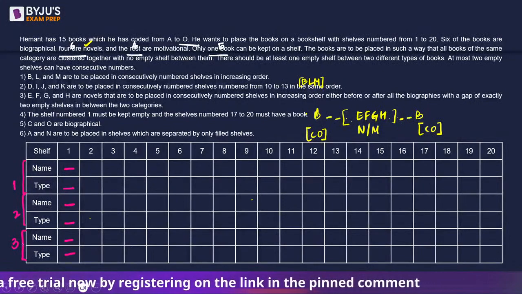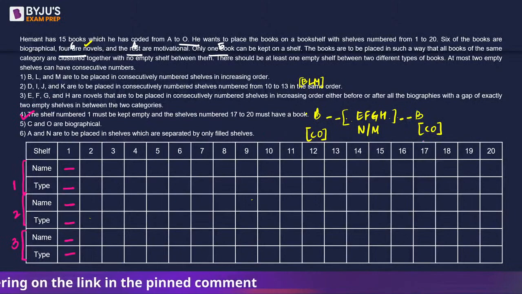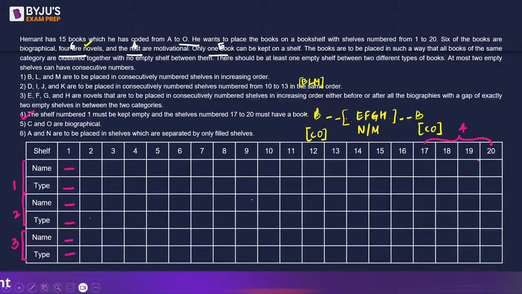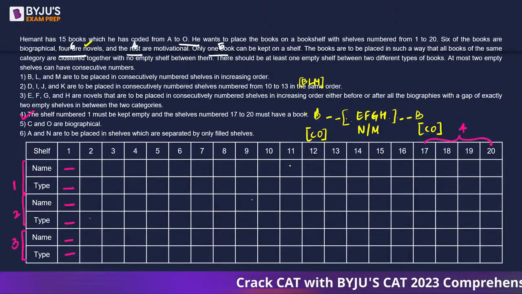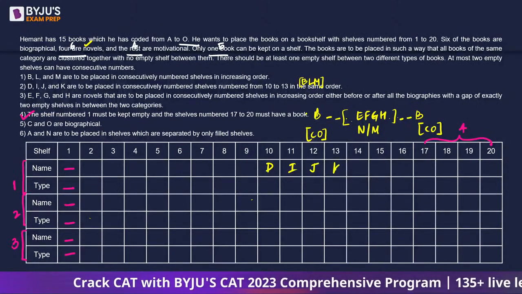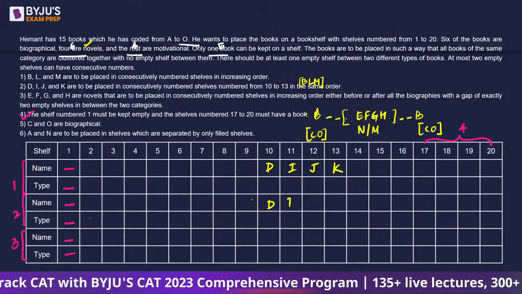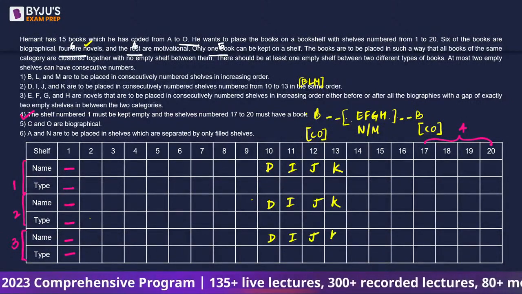Next it says 17 to 20 they need to have a book. So we are going to have 4 books at least here, right? So we can't leave it empty, so we will not have a combination there. The next thing that we know is D, I, J, K are to be placed in 10 to 13. So we will have D, I, J, K. Then we will have D, I, J, K. This is fixed. D, I, J, and K.